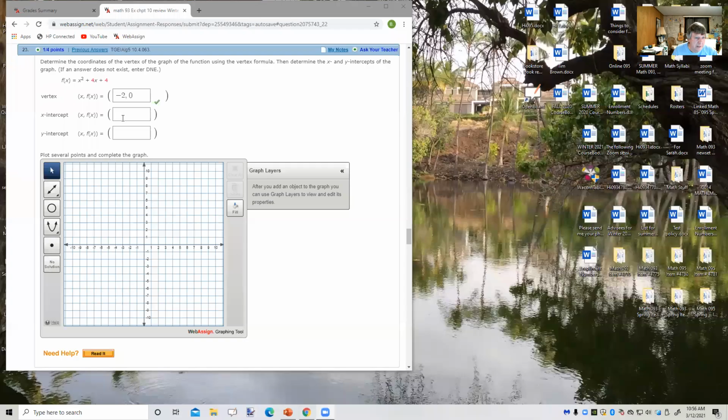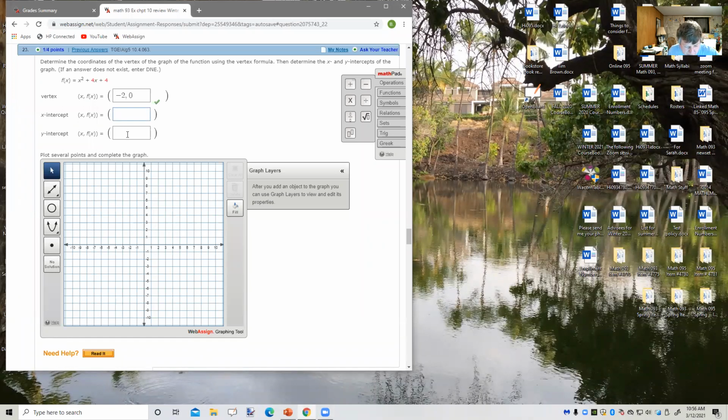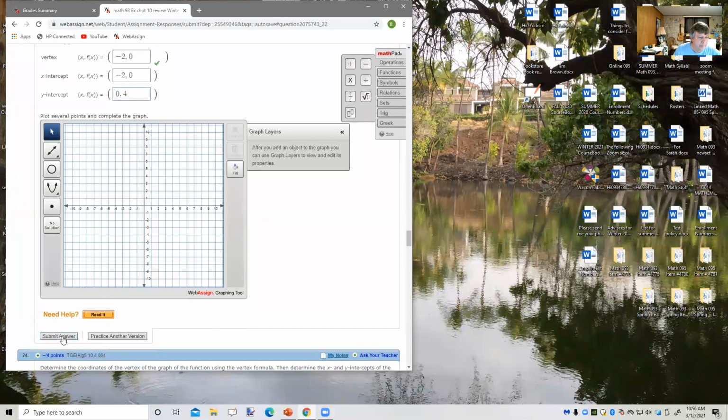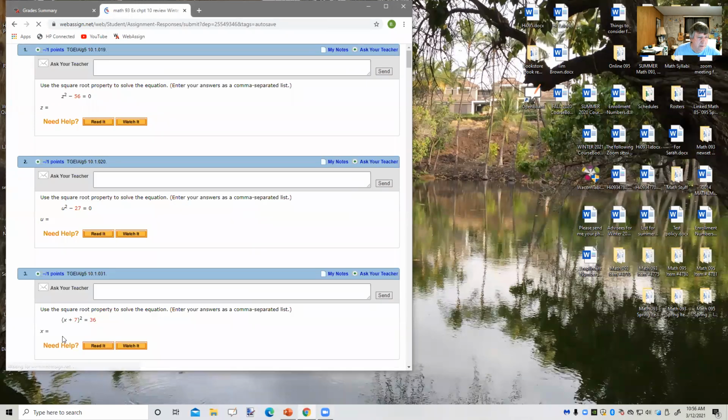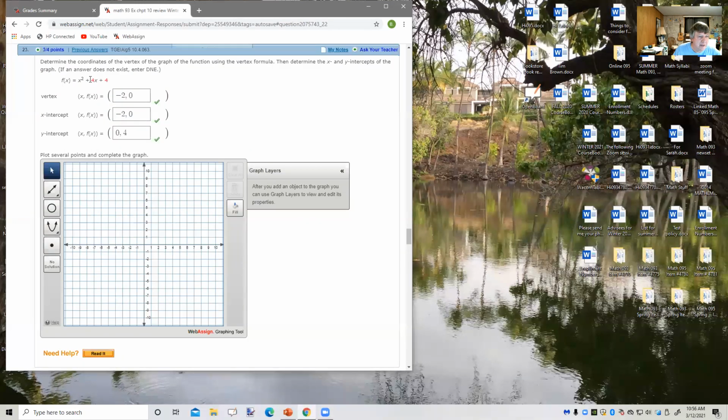So again, let's put that in. Oh, the x-intercept is also the vertex, isn't it? Now, the y-intercept, again, to find the y-intercept, we set x equal to 0. If x is 0, what's y? Well, it's 4. Because again, if x is 0, both of these terms turn to 0.